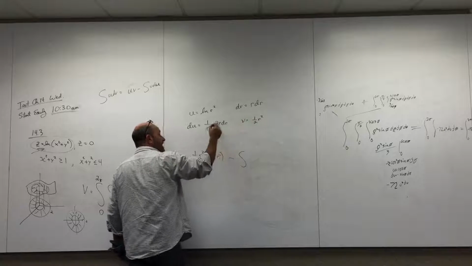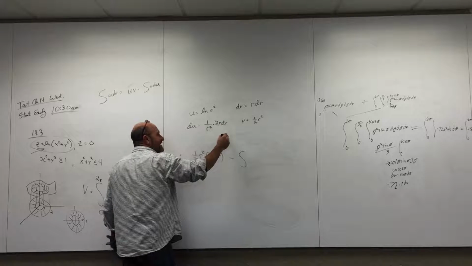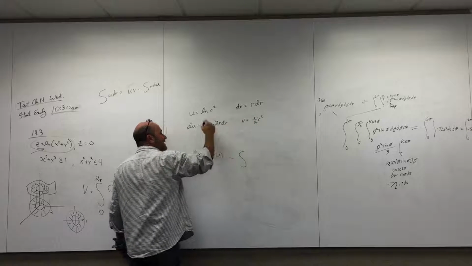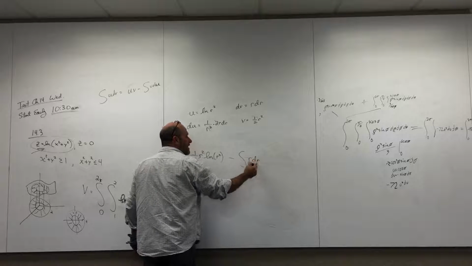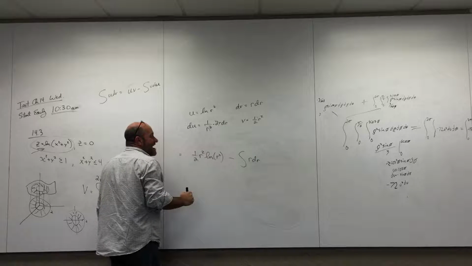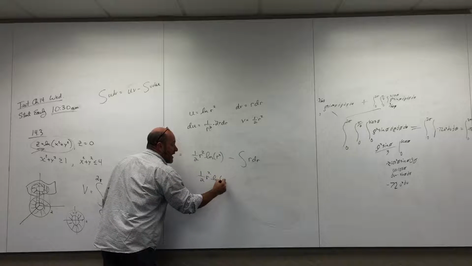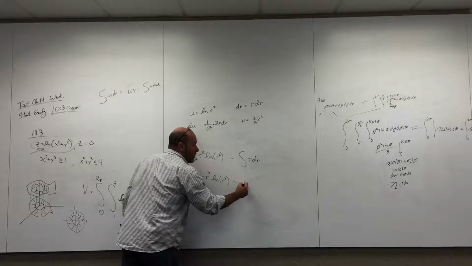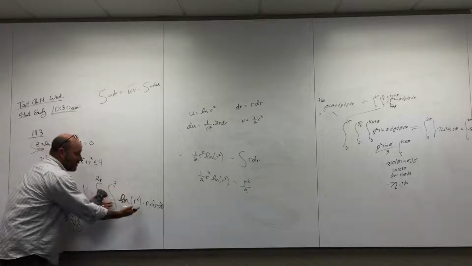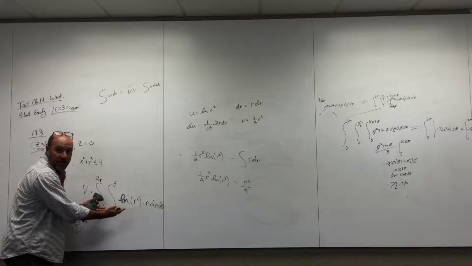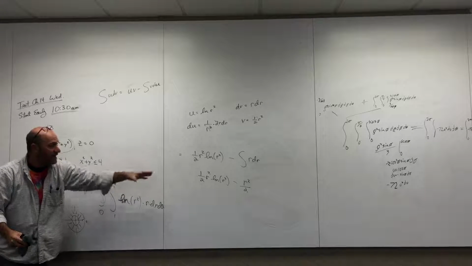When I put this all together, the 1/2 and the 2 are going to cancel. The r squared is going to cancel with that r squared. I'm going to have an r dr. Can you integrate that? Yep. R squared over 2. So now I integrate that, and it's r squared over 2. Anyway, that's the answer to this integral. And I had to do integration by parts and know a little bit about what I was doing to get there.